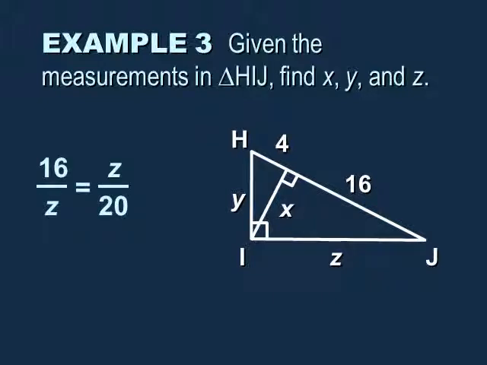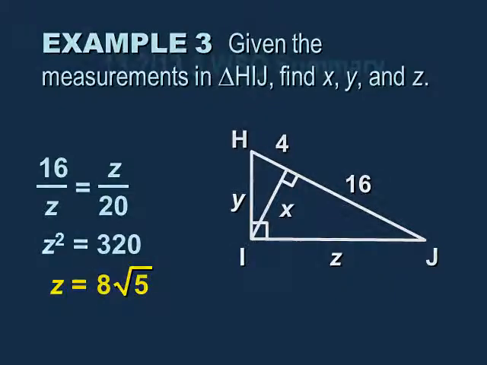Okay, here's what I have. Okay, 16 is to z as z is to 20. Again, 20 is the hypotenuse of HIJ. Cross multiply, and I simplified my radical. Hopefully you got the same answer as I got.